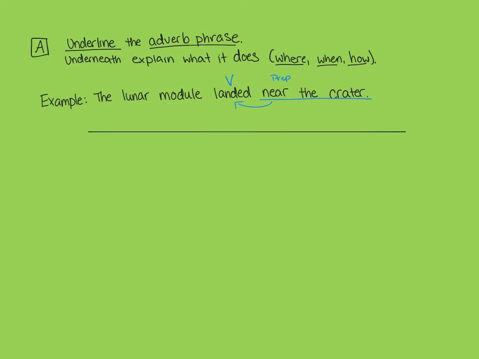So my sentence would be, near the crater, right, and it tells where, so I need to use one of these three things here, where it landed. So see that I reference both if it's telling you where, when, or how, and I'm also referencing the verb from the sentence. So it's near the crater, it tells where it landed. Look at that verb in the sentence.